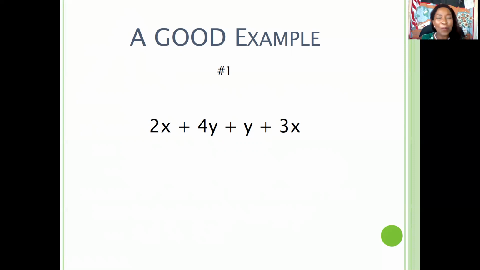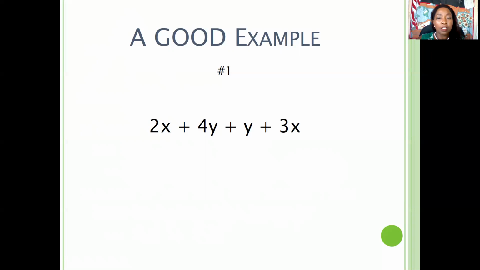A good example, number 1. So we're going to walk through a couple of examples and then we're going to do some practice questions. For the examples, I am going to move through, but when I reach the practice, I'm going to try to give you a little bit of time so that you can get a head start on me.